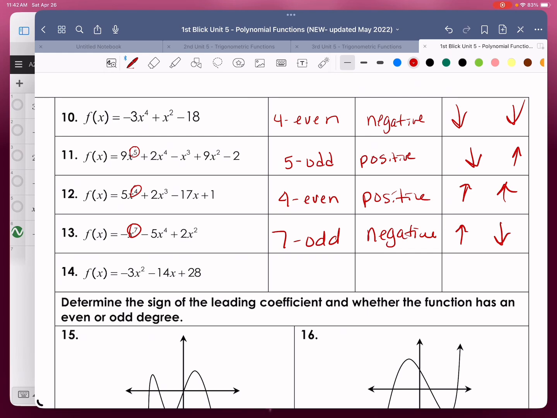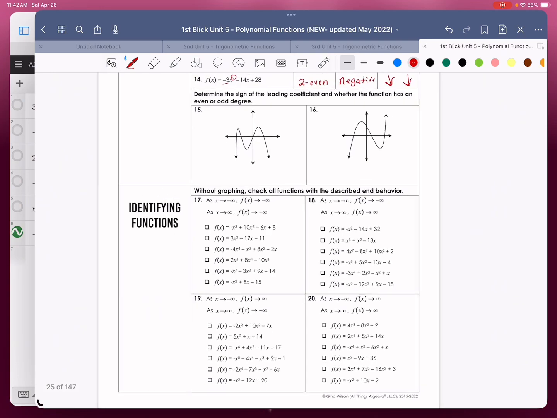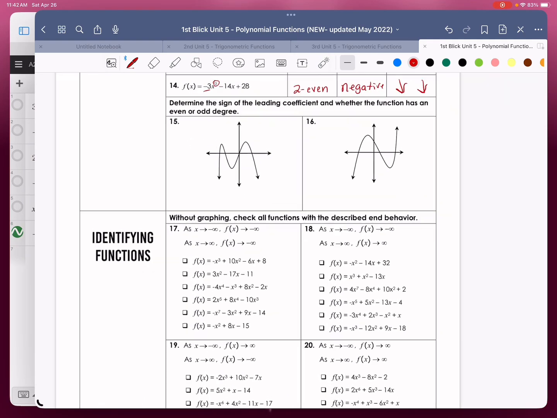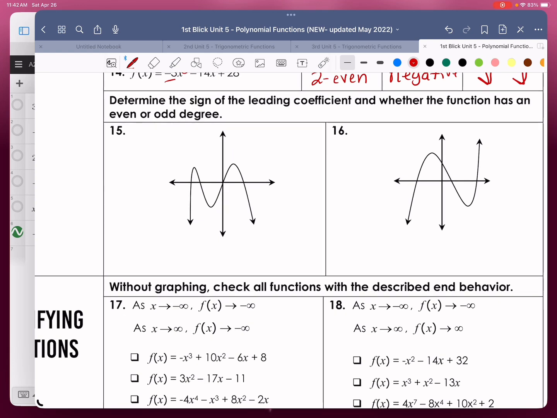Okay, let's look at number 14 now. Our degree is 2. So that's even. So that tells us our ends are going to go the same direction. Our coefficient is negative. So that means they're going to both go down. Okay? All right, now in this next section, we are going to look at number 15 and 16, and we want to know, determine the sign of the leading coefficient and whether the function has an even or odd degree.